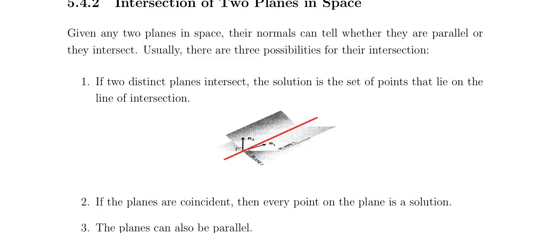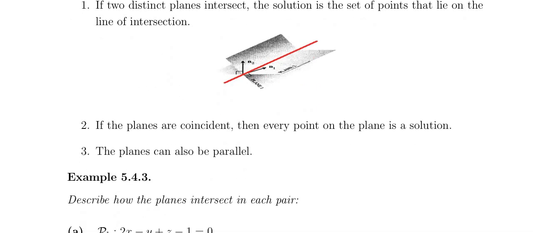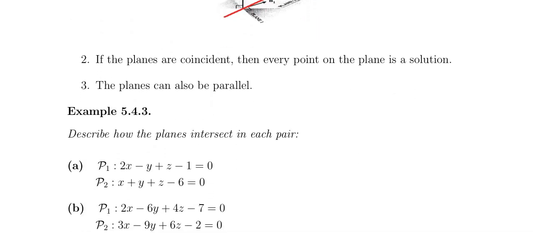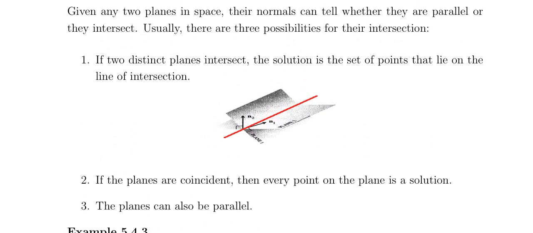Then look at this guy here. How do we check if two planes intersect in space like this? You're seeing one plane is coming like that, one plane is going the other side. So here is an example. The planes could also be, these are the conditions they give us. They are saying if two distinct planes intersect, the solution is a set of points that lie on the line of intersection.